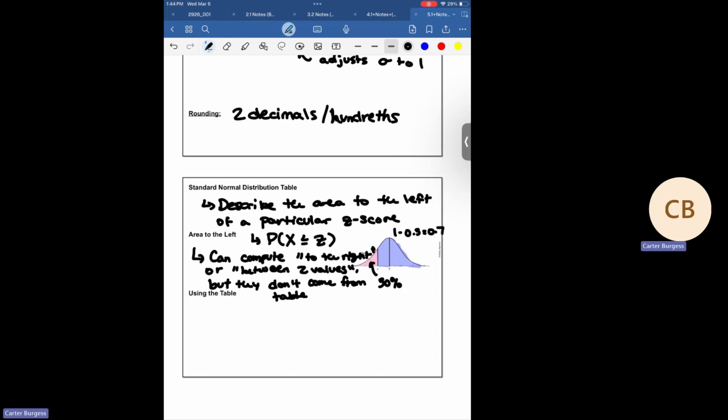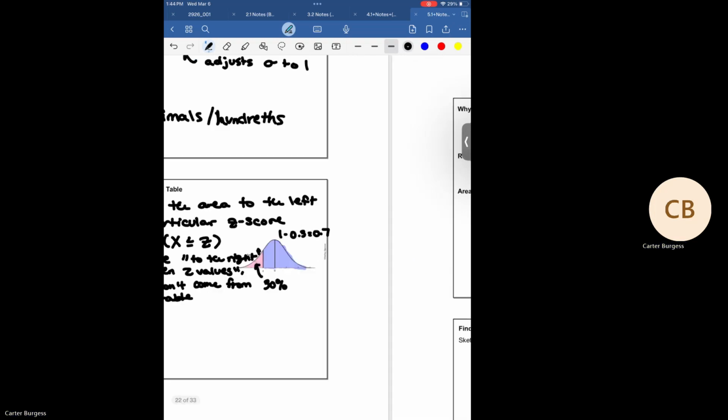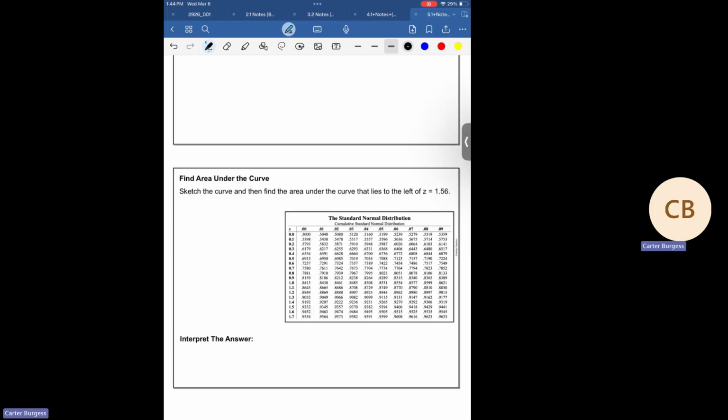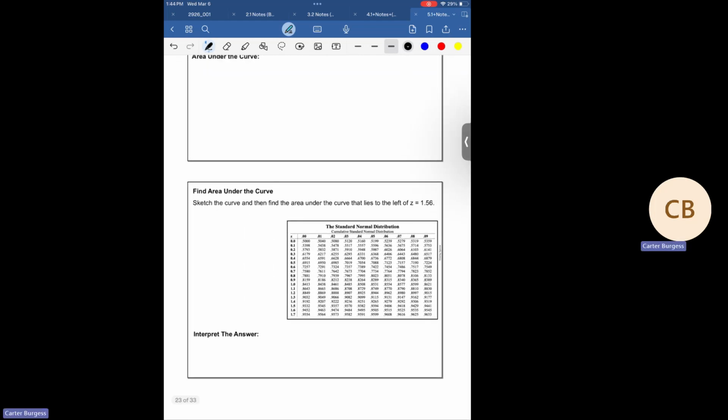Okay, let's take a look at an example, and then we're going to break down what this is going to look like in the calculator as well. Okay, so looking at our example here, we are asked to find the area under the curve that lies to the left of the z-score 1.56. So area to the left is what the table is set up to tell us already, so we don't need to do any kind of interpretation piece.